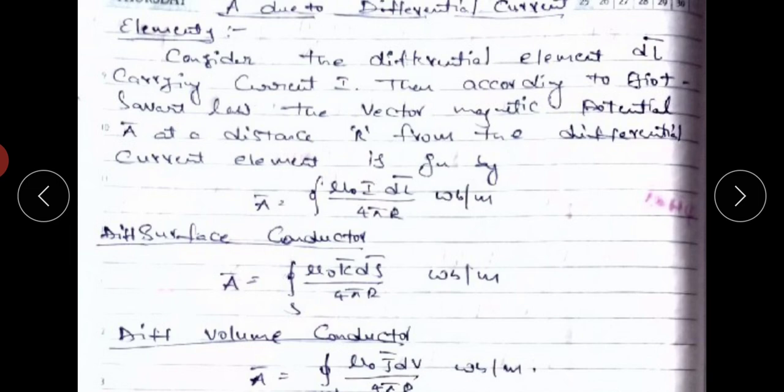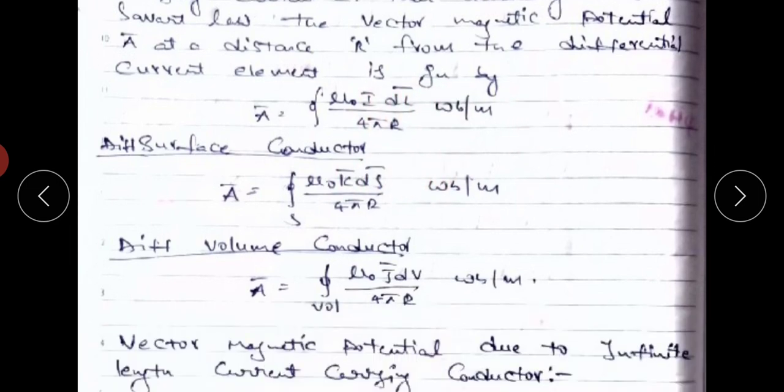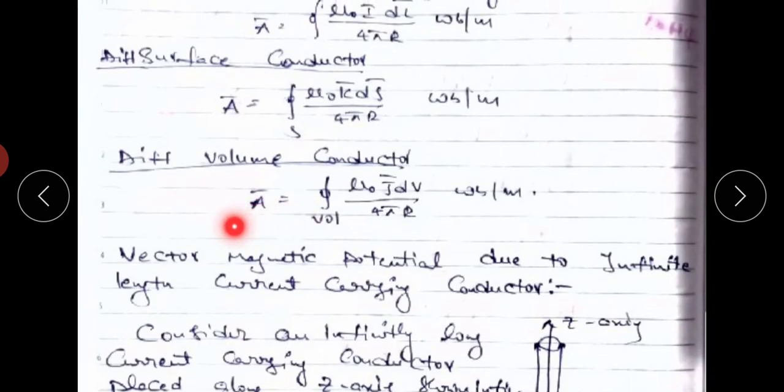Next, due to a differential surface conductor, the vector magnetic potential expression is obtained by replacing I dl bar by k bar ds bar. Here k bar is the surface current density and ds bar is the differential surface area. Similarly, for a differential volume current carrying conductor, the vector magnetic potential is the closed volume integral of mu naught j bar dv by 4 pi r Webers per meter. Here j bar is the volume current density and dv is the differential volume.